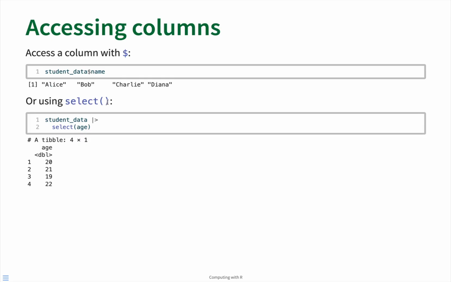We can also use the select function that we've previously learned about. So here we're piping the student data Tibble to the select function. Then we're specifying with this second argument that we want to get the age column back. But now when we use the select function, we actually get a Tibble as our output. So in this case, it's a Tibble of just 1 column, but it is still a Tibble and not actually a vector.